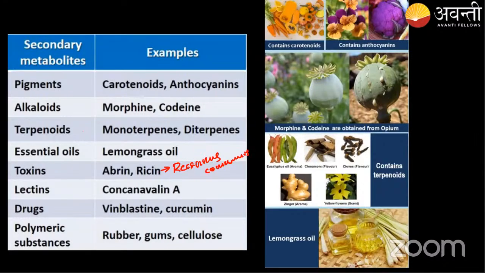Okay, it may be a steroid. Sometimes some people will take illegal drugs, right? Those drugs come from plants only. Or you will take nicotine. How will this nicotine be useful? Is nicotine a primary metabolite? No, nicotine is a secondary metabolite. Plants produce nicotine to destroy insects. Okay, nicotine is an insecticide.